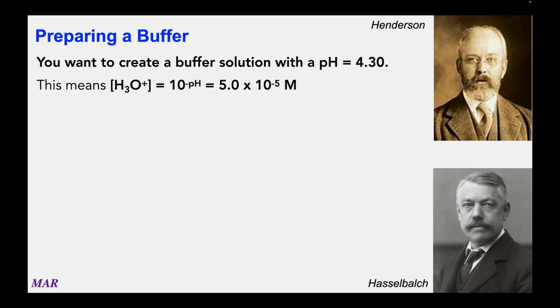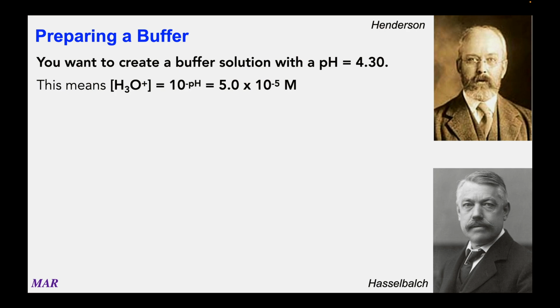But anyway, let's say that you and I are in the lab. We want to create a buffer with a pH of 4.30. So if you have a pH of 4.30 that you want, that means that hydronium, which is 10 to the minus pH, should be about 5.0 times 10 to the minus 5 moles per liter.